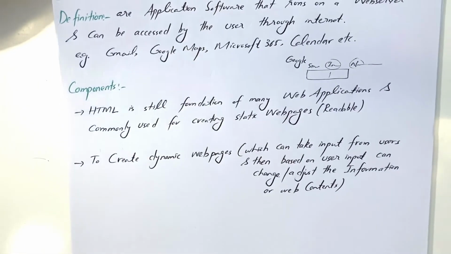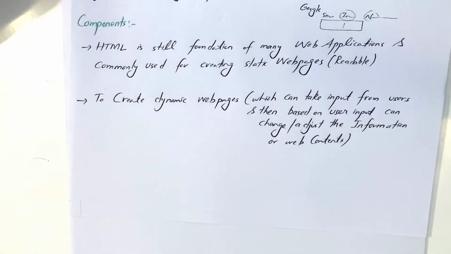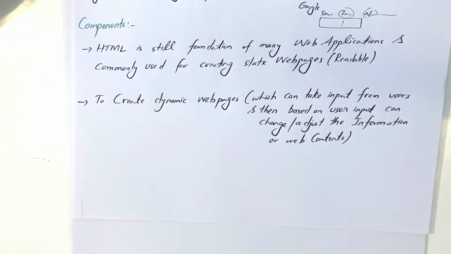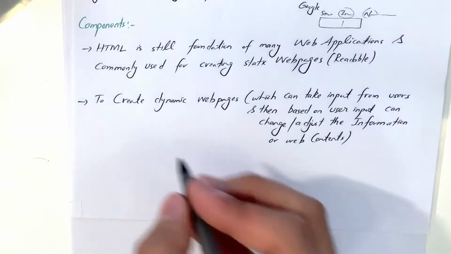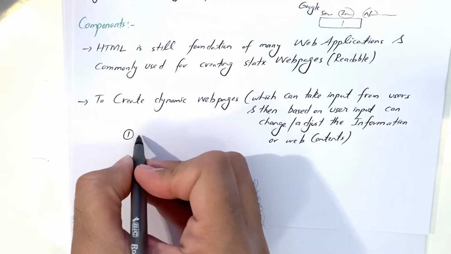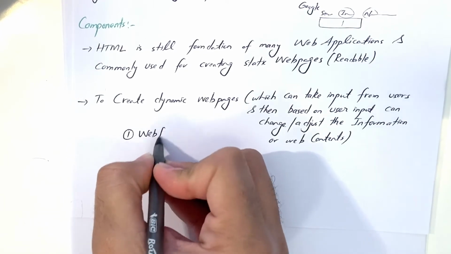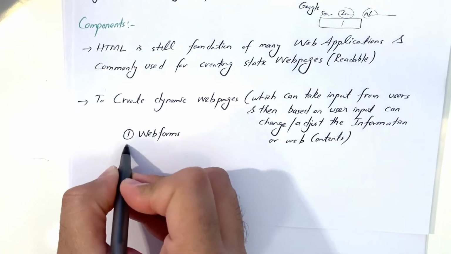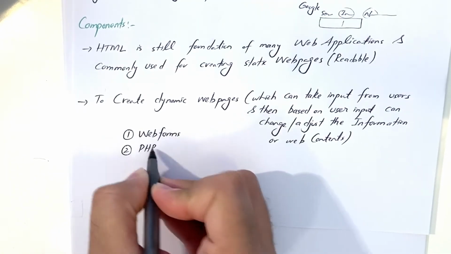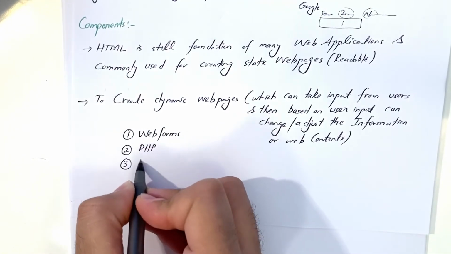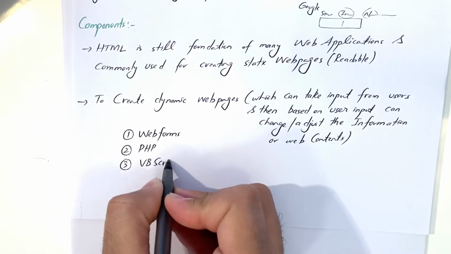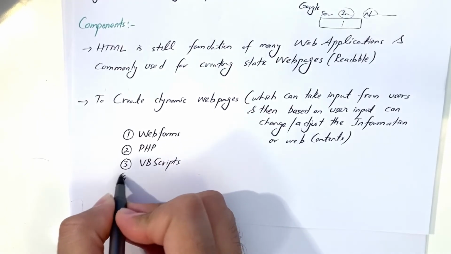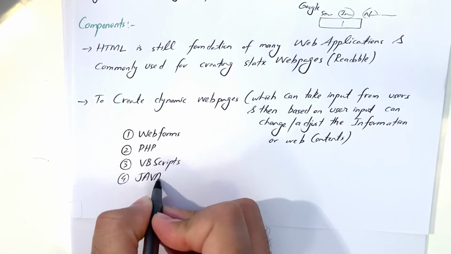Now to design dynamic web pages, we cannot totally depend on HTML. So we have to embed, or we have to integrate some other technologies. For example, we can use web forms. We can integrate web forms in the HTML code. Then we can use PHP scripts. We'll talk about it. Then we can use Visual Basic scripts. Then we can use JavaScripts.